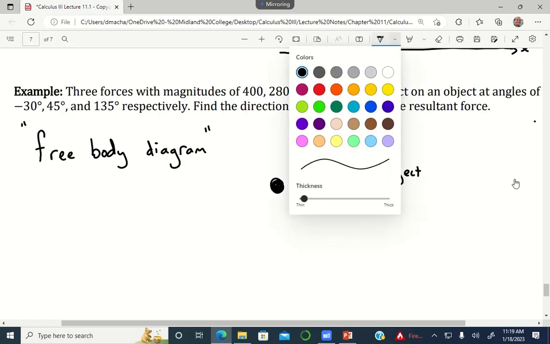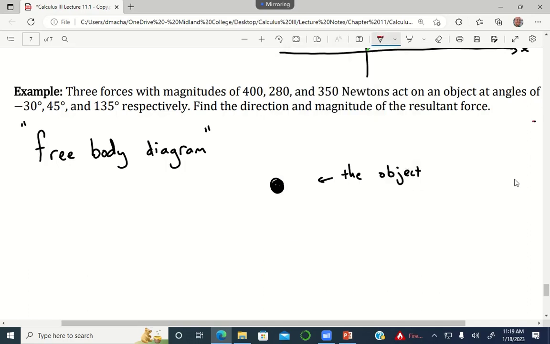And then we're going to draw the forces that are acting on this object, okay? So the first one is a force of 400 newtons that is acting at an angle of negative 30 degrees. So negative 30 means I go 30 degrees in the clockwise direction from the x-axis. And so I'm going to draw this little vector like that.